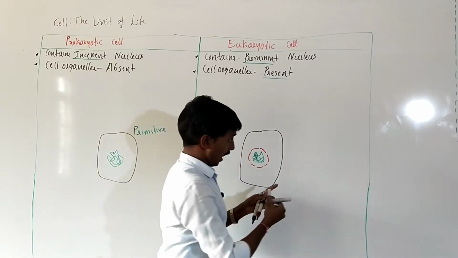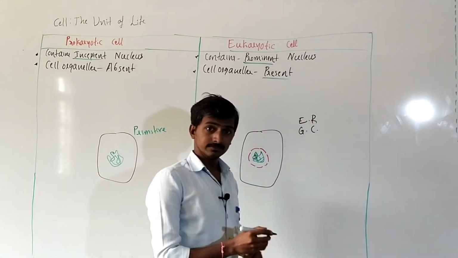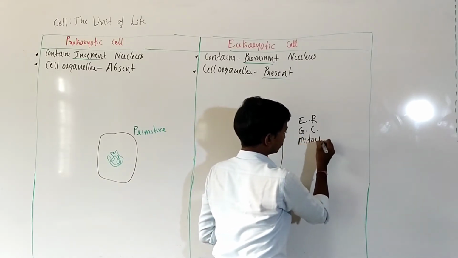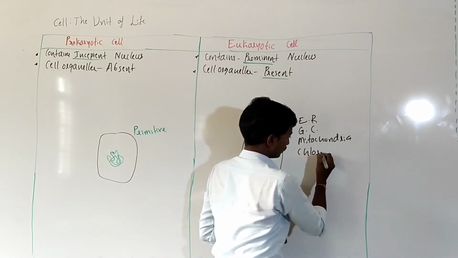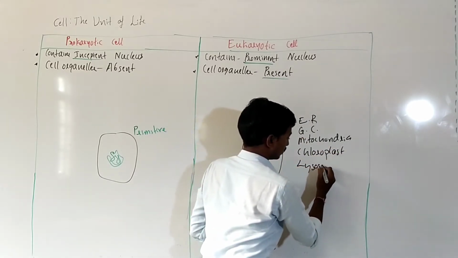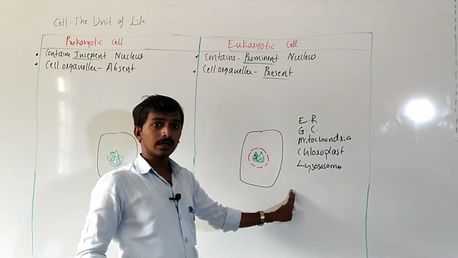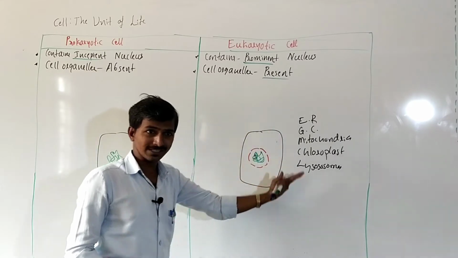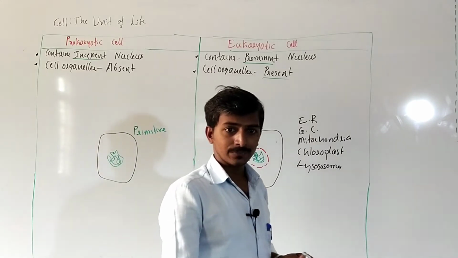Inside the cell, we have the endoplasmic reticulum, the Golgi complex, mitochondria, chloroplast, and lysosomes. Many such organelles are present only in a eukaryotic cell, and all of those cell organelles are absent in a prokaryotic cell.